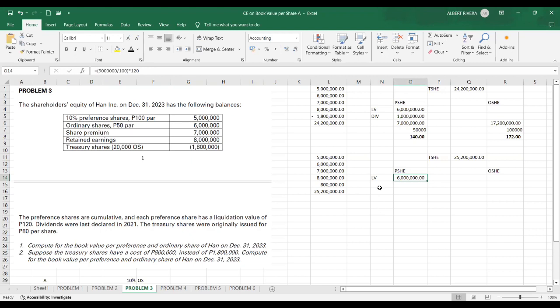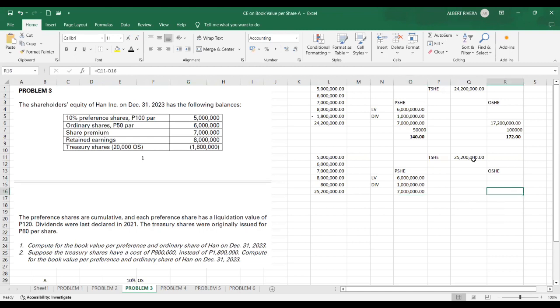Okay. Then, dividend pa rin, equivalent to 3 years. Tama, 3 years o 2 years. The last declaration was in 2021. So, wala siya ng 2022 tsaka 2023. But this would always be based on the par value. So, this is 5 million times 10% times 2. So, this is 1 million. And this is 7 million pesos.